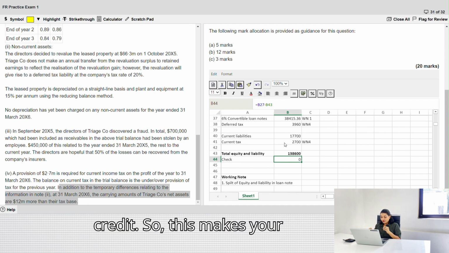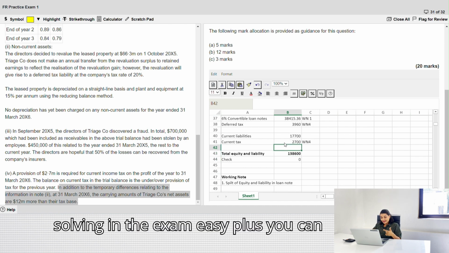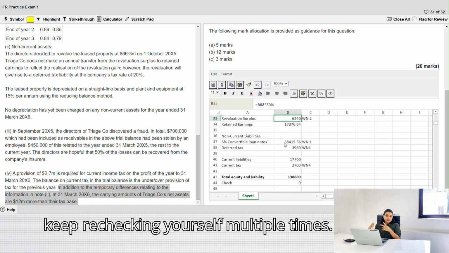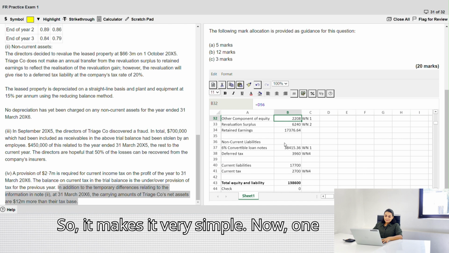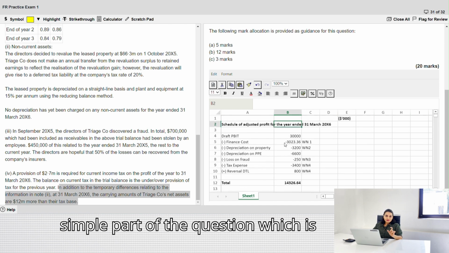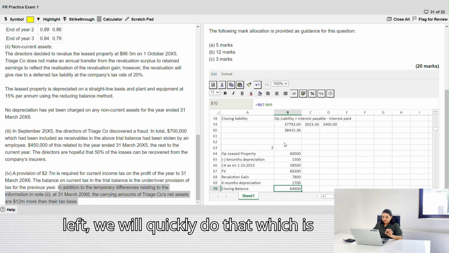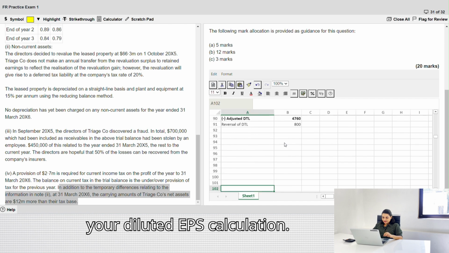So this makes your solving in the exam easy, plus you can keep rechecking yourself multiple times. So it makes it very simple. Now one simple part of the question which is left, we'll quickly do that, which is your diluted EPS calculation.